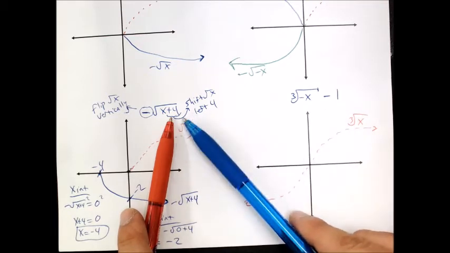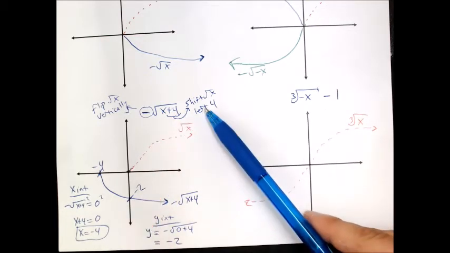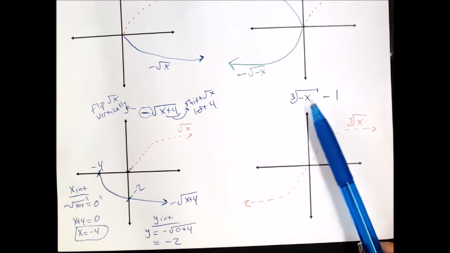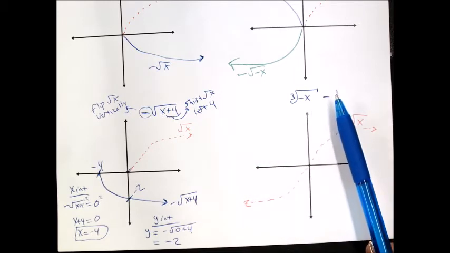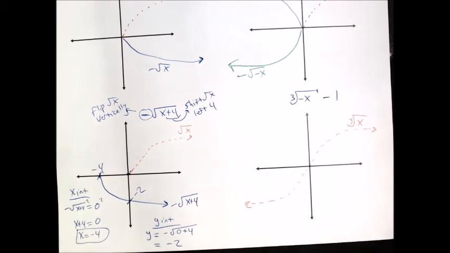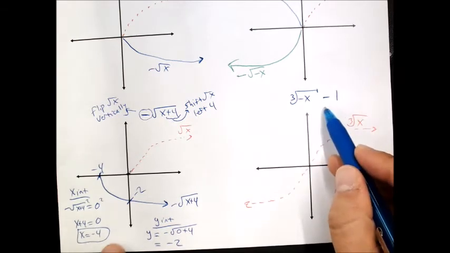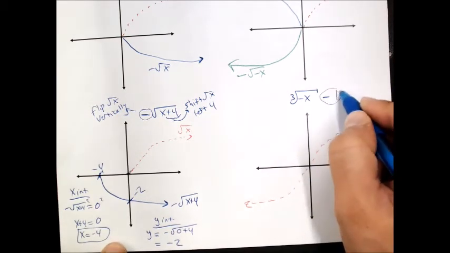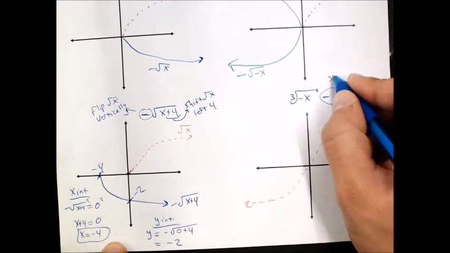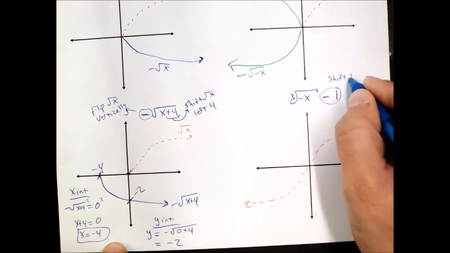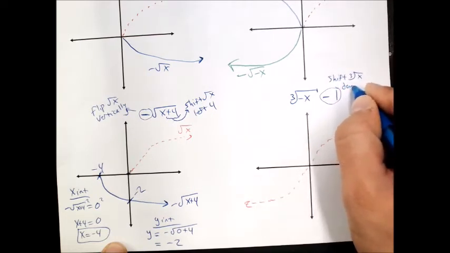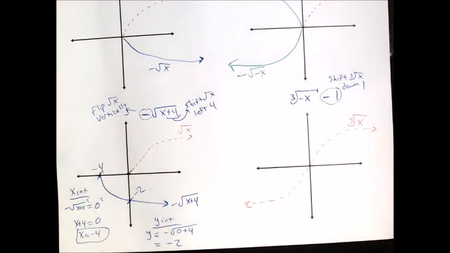So in the last one, because the plus 4 was inside, we shifted to the left. But now because the minus 1 is outside of the root, that shifts it up or down. And because it's a minus, it moves it down, right? So this minus 1 is now going to shift the cube root down 1. And so we're going to start by thinking about shifting it maybe down, right?